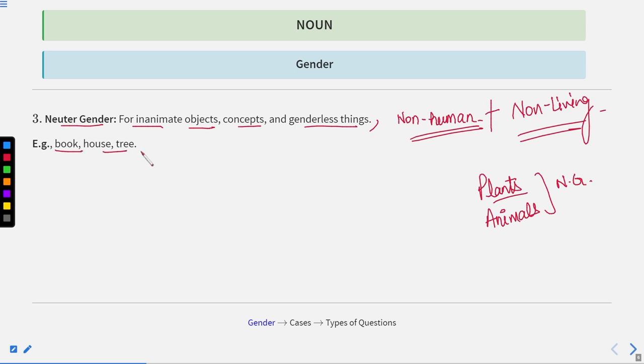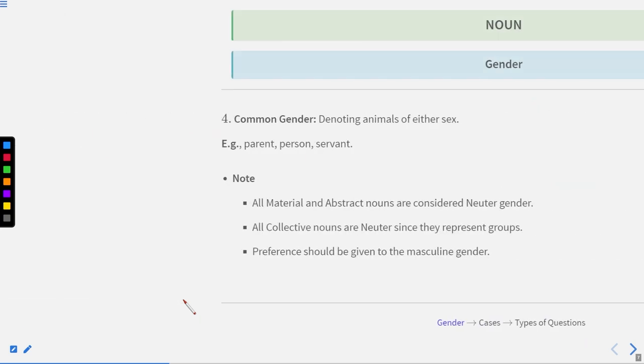For example, book, house, tree. So I can say it is a very good book. Or a house, it is a very big house, or it is a very beautiful house. It is a very tall tree. So for these or various types of these words, we apply neuter gender. Okay, now let us move to the next one.